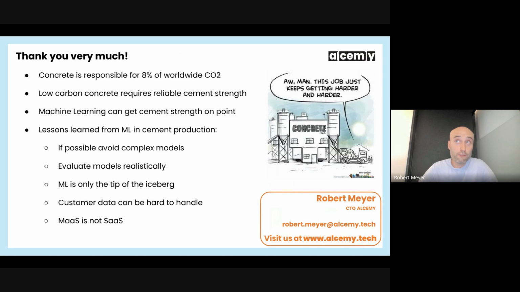One is, if possible, avoid complex models. Simplicity is key. Evaluate your models as realistically as possible. Machine learning is usually only the tip of the iceberg. The most important stuff is all the scaffolding around it. Customer data, if you're not the governor of your own data, can be really, really hard to handle because you have to expect everything and expect the worst. And machine learning as a service is not necessarily software as a service because you usually have to start bigger, and you need a lot of hand-holding and a lot of education.